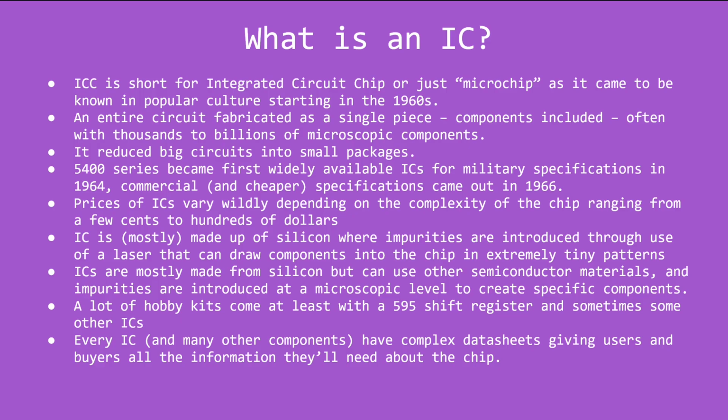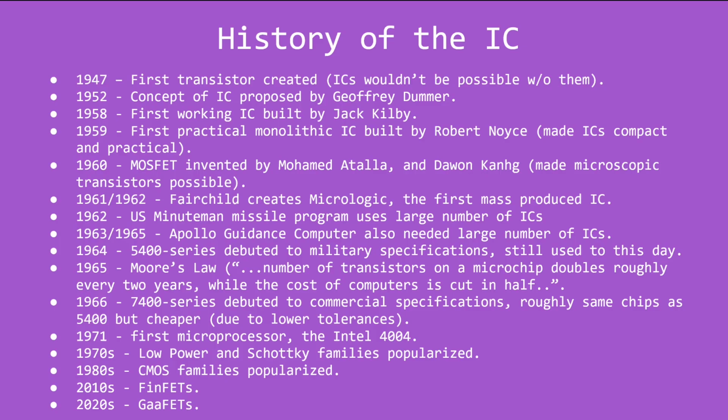If you've ever bought a hobby kit, perhaps one with something like an Arduino or an ESP32, you probably have at least one in your collection, not including the microcontroller. Often it's a 595 shift register, but it might be other chips as well. This can all be very overwhelming, but good news, every IC, much like pretty much every other component, has a complex data sheet giving users and buyers all the information they'll probably need about the chip.